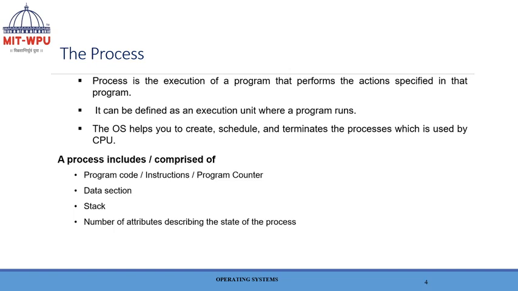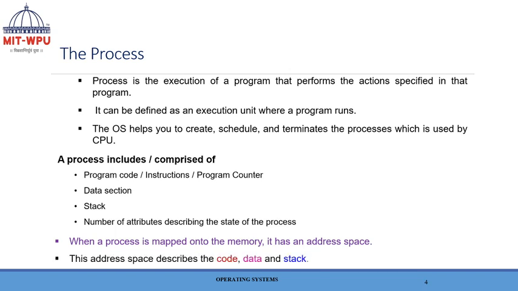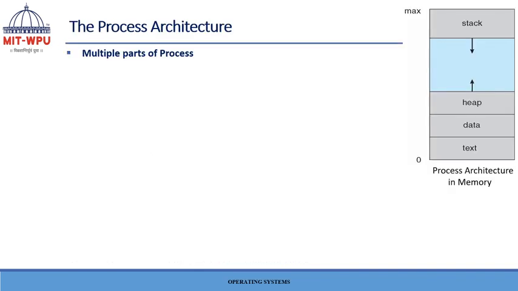A process also comprises a number of attributes describing the state or the behavior of a process. When a process is mapped onto memory, it has an address space. This address space describes the code, data and stack. The address space is a portion of memory which is accessible to end users and programmers to hold the instructions, data and stack elements associated with the program.